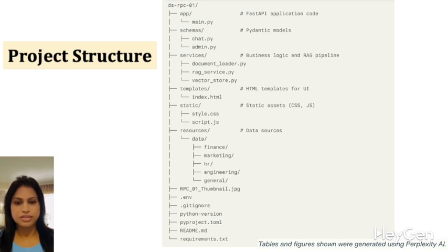Let's check out the project structure. The app folder contains the FastAPI backend code. Schemas holds Pydantic models for data validation. Services implements the RAG pipeline and business logic. All department-specific documents are stored in resources, and the static and templates folders power the web UI. This modular setup makes it simple to manage, expand, and review the system.